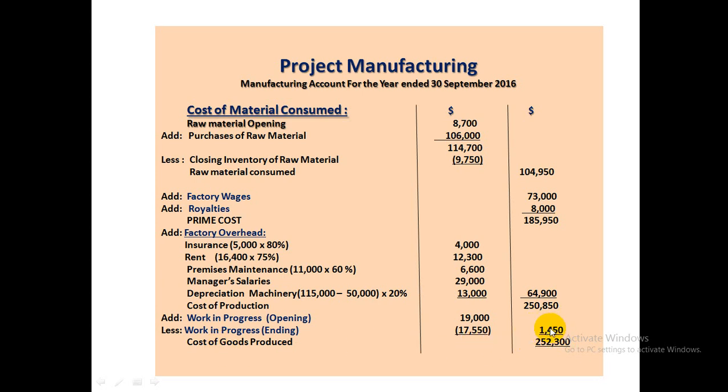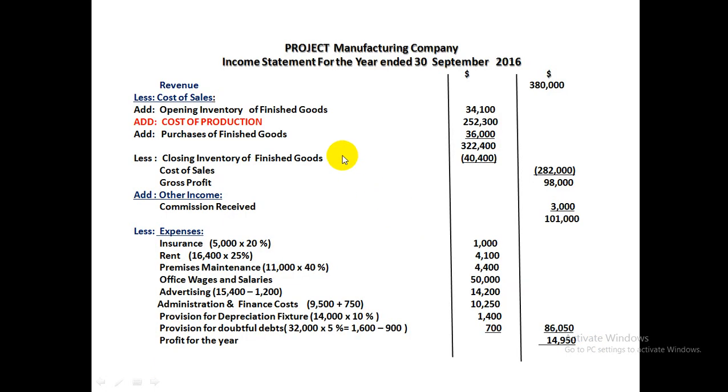If we do not work on the change amount, you simply need to add the work in progress opening to this cost of production and subtract work in progress ending to get the final amount of cost of goods completed, which is also known as cost of goods produced. Without this amount, we cannot prepare the income statement, because in the cost of sales portion we have to take this amount also. So let's continue with the income statement.